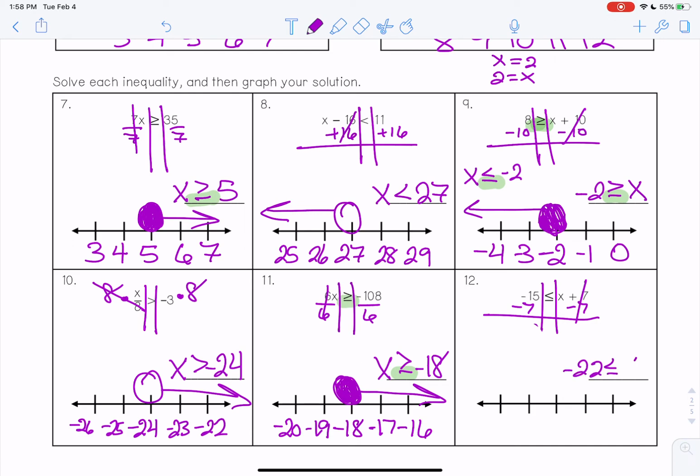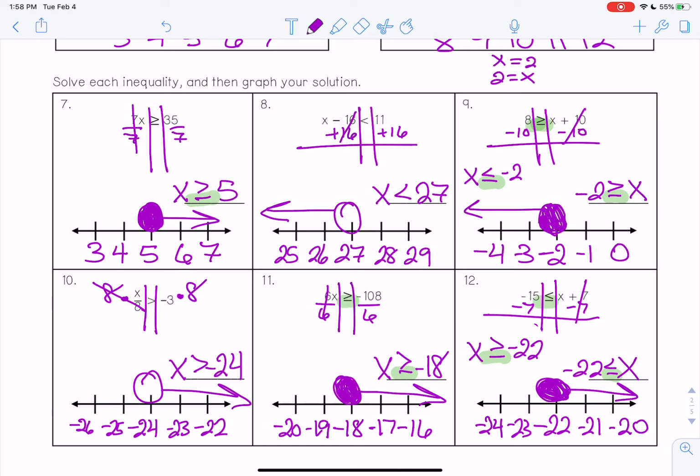-22 is less than or equal to x. Notice that Pac-Man's trying to eat the x, so if I want to write it the other way, I could do it. I just need to remember to flip the symbol so that the Pac-Man's still trying to eat x. Now I'm going to go ahead and graph it, put a couple that are smaller, couple that are bigger, put my bubble on the -22. We do have the equal sign attached to our symbol, so this will be filled in. X is larger than -22, so we're going to point it to the right.